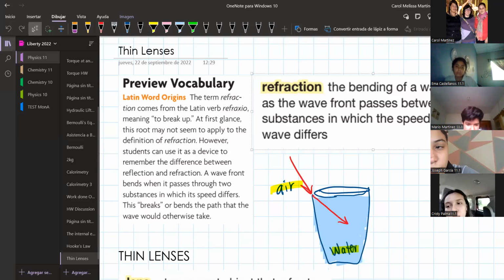Now, I can give you the definition and that's cool, but it's even cooler if we can watch a video about refraction. So let me project something for you.